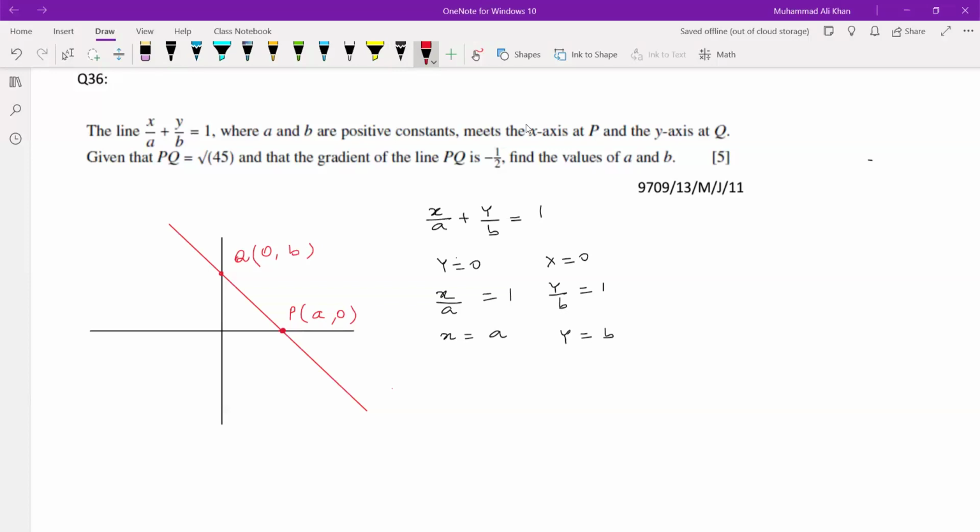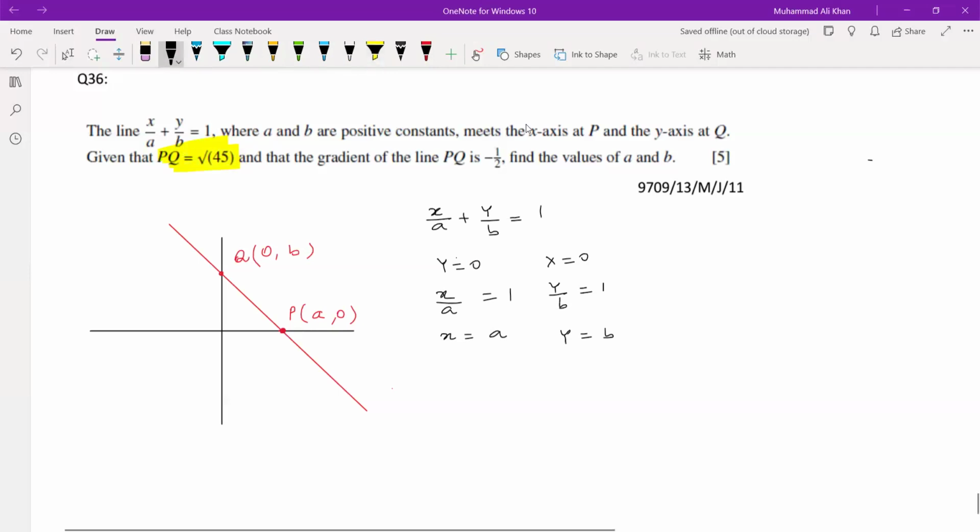After that, we have to calculate the two unknowns, so we must have two equations. If the number of equations is equal to the number of unknowns, then we are able to calculate the unknowns, right? So now, the first condition is given in the question. PQ is 45.